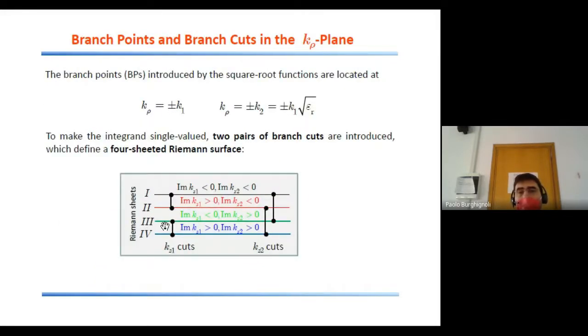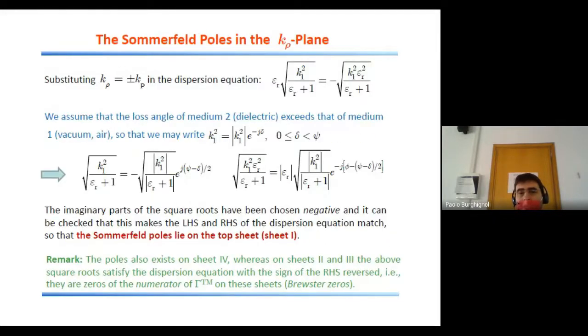So we can say that the Sommerfeld poles are also, simultaneously, zeros in Riemann sheets number 2 and number 3. Now, when the reflection coefficient is zero, what we get is the so-called Brewster phenomenon, so there is no reflected wave, but only a transmitted wave. For this reason, we will say that those are Brewster zeros. So, overall, the picture is that we have two pairs of poles in the fourth and first quadrants, and two pairs of Brewster zeros on the second and third Riemann sheets. This is the kind of singularities and zeros that originate from the reflection coefficient gamma.